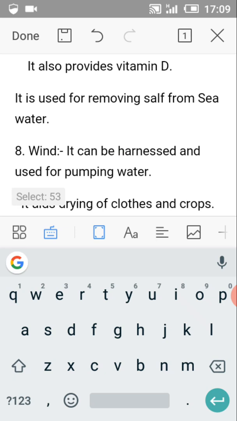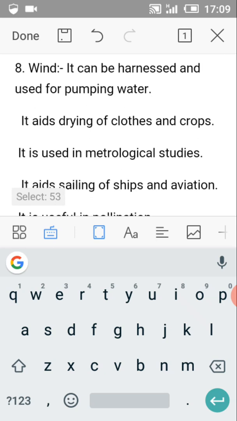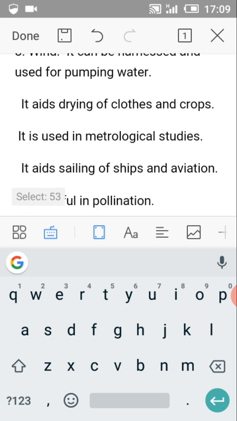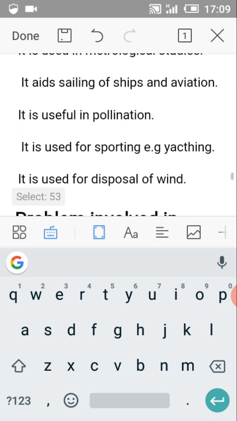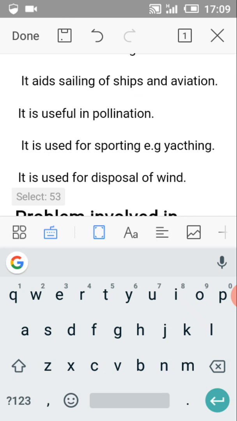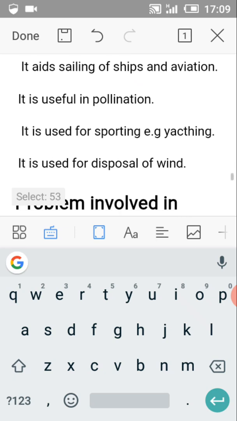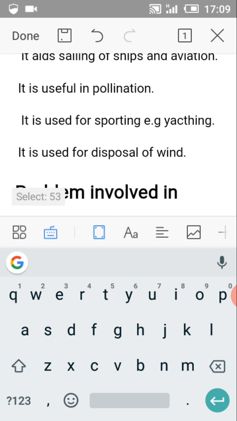Wind. It can be harnessed and used for pumping water. It aids drying of clothes and crops. It is used in meteorological studies. It aids sailing of ships and aviation. It is useful in pollination of plants. It is used for sports, e.g., yachting, boating or other sea sports. It is used for disposal of winds.